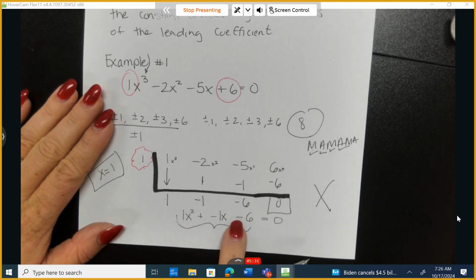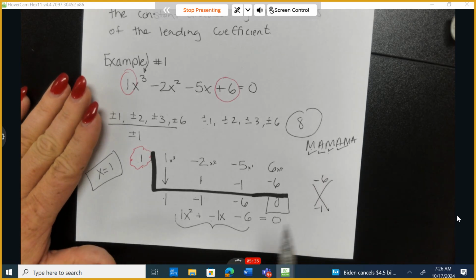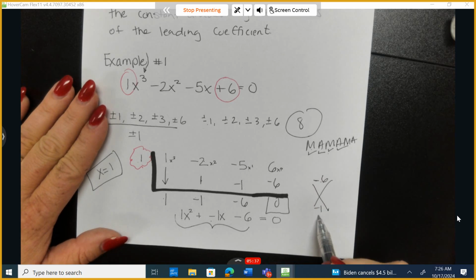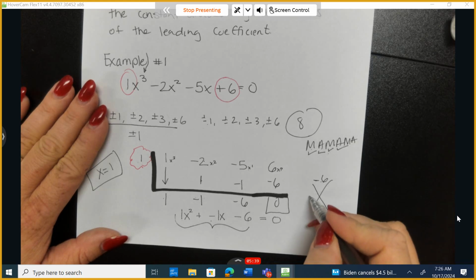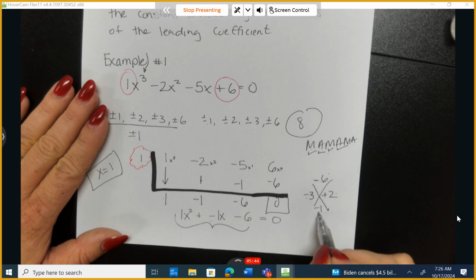Okay, 1 times -6 is -6. I'm looking for two numbers, if this is factorable, that multiply to give me -6 and combine to give me -1. That would be -3 and +2. Let's make sure. Multiply and combine.